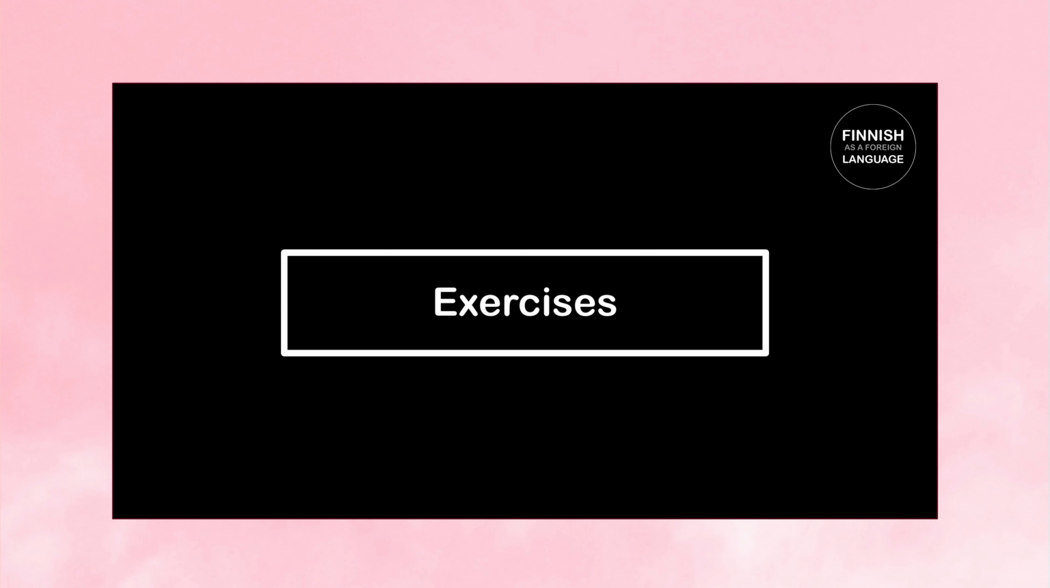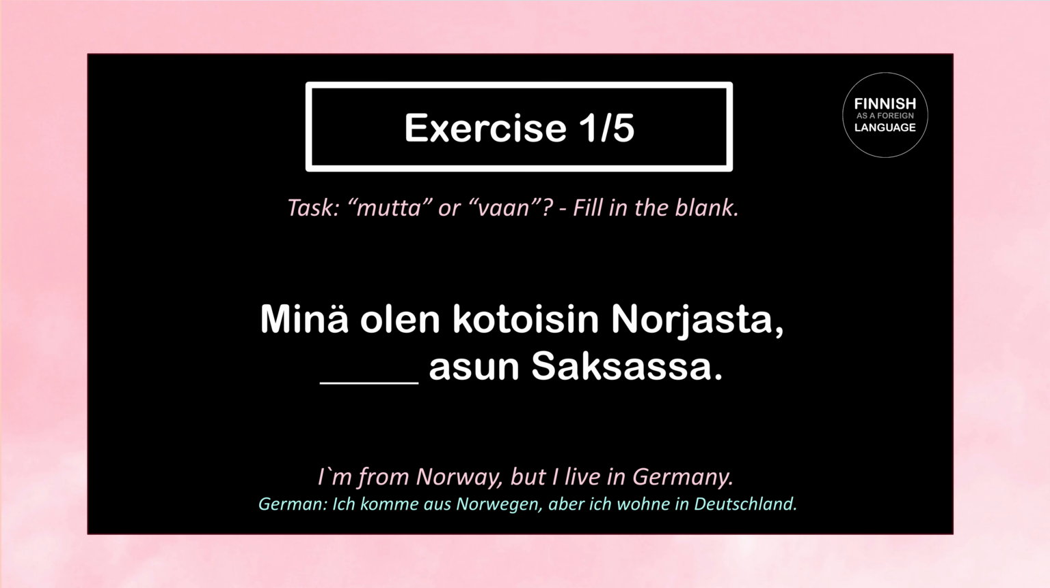Alright, now we carry on to our last chapter for today. For each task we have 5 seconds to solve. So let's go. What do we have to fill in, mutta or vaan? We wanna say, I'm from Norway, but I live in Germany. Minä olen kotoisin Norjasta, asun Saksassa. Do we have to fill in mutta or vaan? That's right, the answer is mutta. Minä olen kotoisin Norjasta, mutta asun Saksassa. I'm from Norway, but I live in Germany.